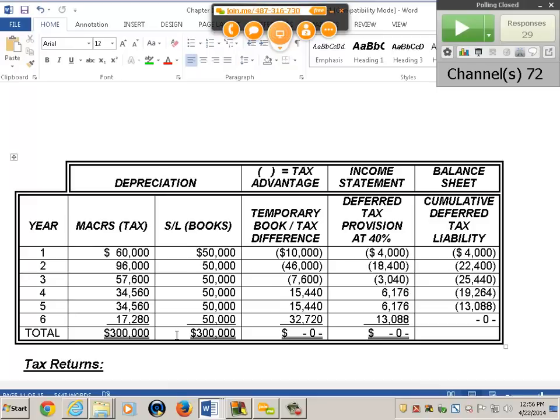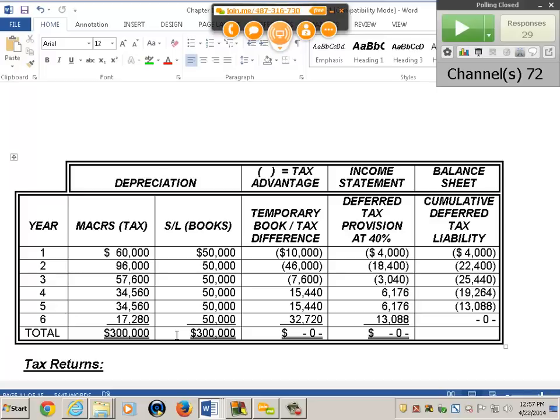In the second year, MACRS is 96,000. Straight line is 50. The book tax difference is 46. This again is a future taxable amount, but for my provision for deferred taxes, which is right here, that's the deferred tax provision, temporary book tax difference times the tax rate, I would get a deferred tax provision of 18.4, but notice on the balance sheet it's 22.4.